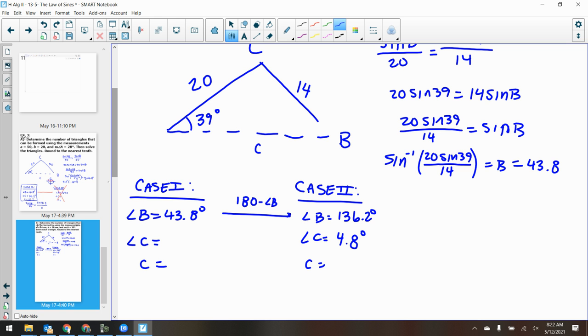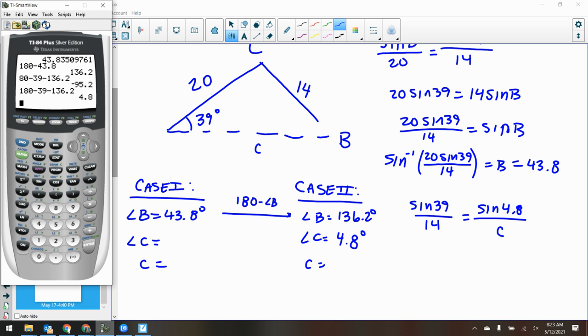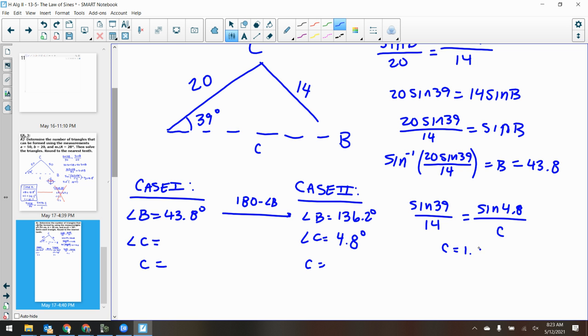So now we finish off case 2 by going back to our original sine 39 over 14, equal to sine 4.8 over C. And now we solve that proportion. Cross multiply and divide: 14 sine 4.8 divided by sine 39 is 1.86. That's case 2's C value. Obviously if angle C was really small, then side C would also be really small compared to the 20 and the 14. So let's finish off case 1 now.